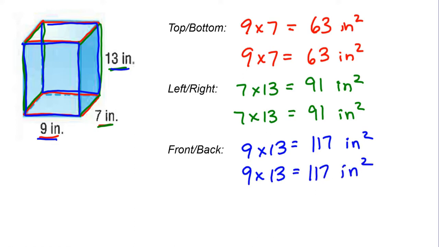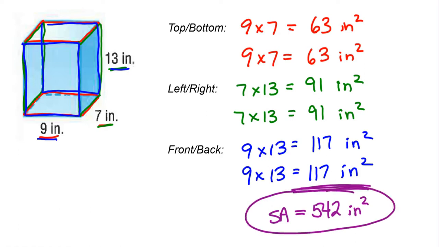So now I've listed all the faces, found the areas of all the faces, and now I just need to add them all together. Okay, and then if you add all of these together, you're going to get your surface area, and the surface area of this prism is 542 square inches. Again, remember how we label our area. And that's all surface area is: taking time to find each face, calculate the area of each face, and then sum them all together.